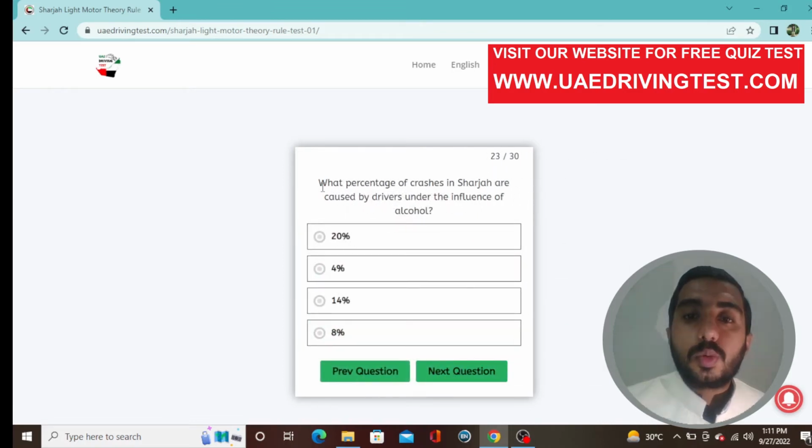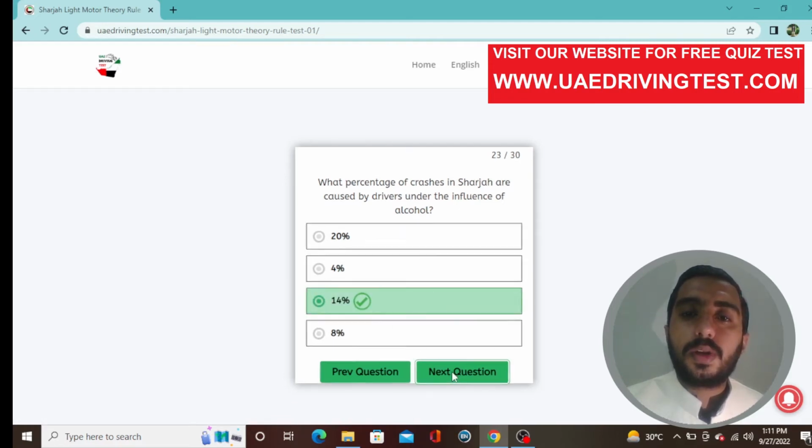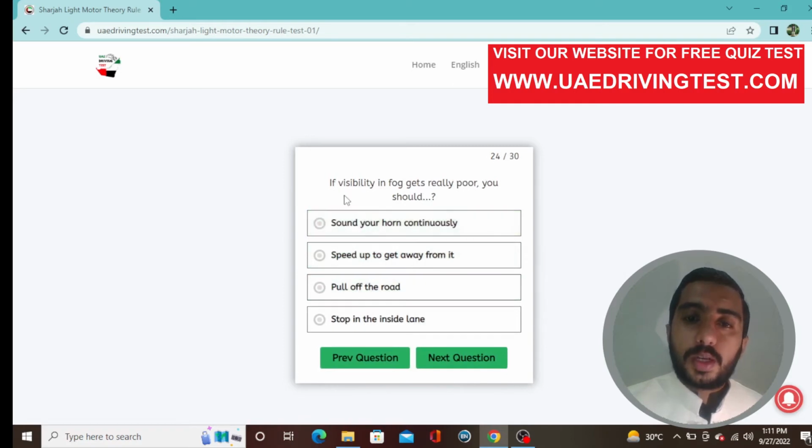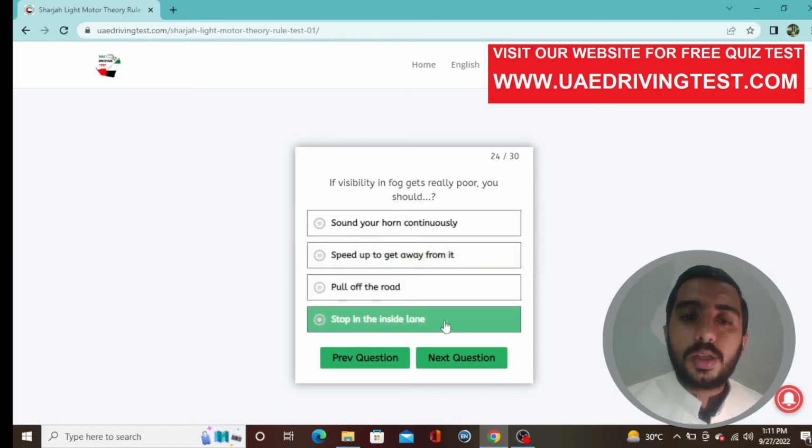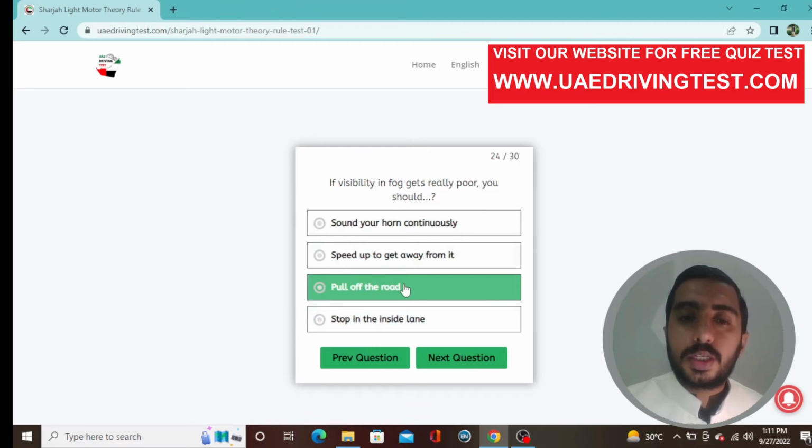Next question. Question number 23 is, what percentage of crashes in Sharjah are caused by drivers under the influence of alcohol? Almost 14%. Option C is the correct one. Next question. Question number 24 is, if visibility in fog gets really poor, you should stop in the inside lane, or you should pull off the road. Option C is the correct one.